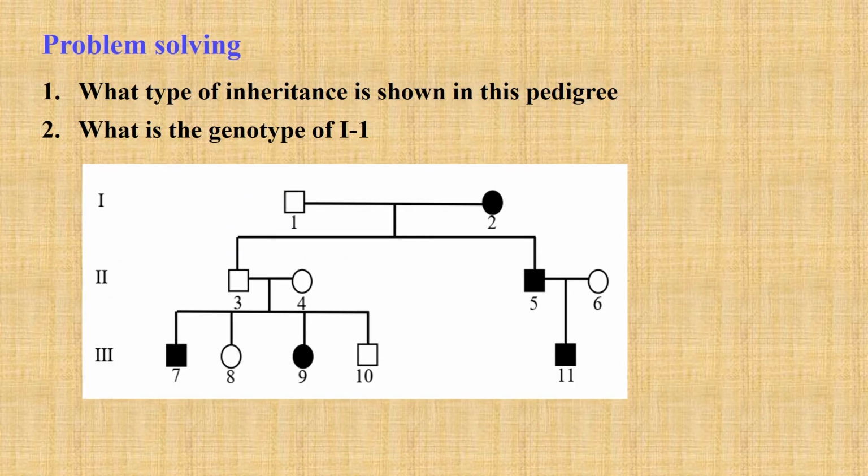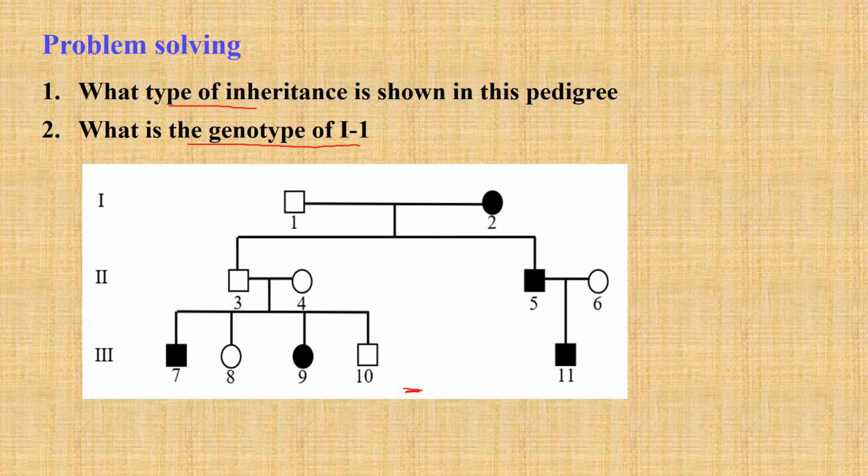Now let's solve an example so that we can better understand how pedigree questions can be set. Question 1 says: what type of inheritance is shown in this pedigree? That is the pedigree shown below. Question 2 says: what is the genotype of Romans 1:1? Okay, let's go to our pedigree. This is our pedigree diagram here.